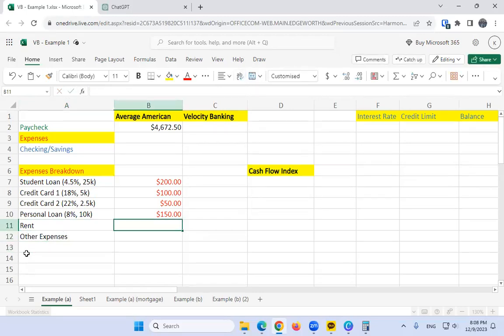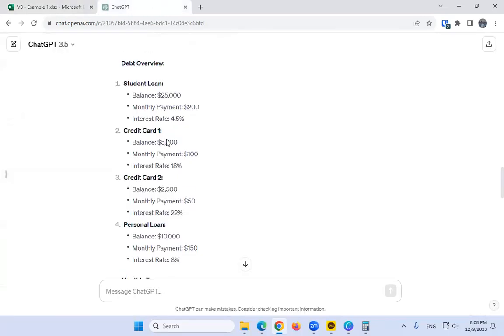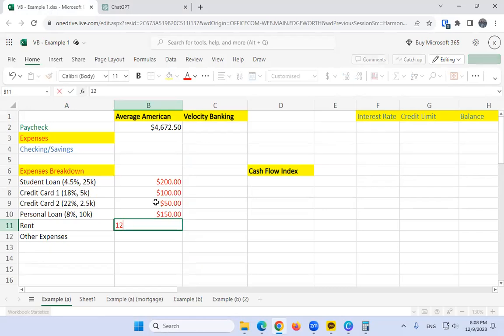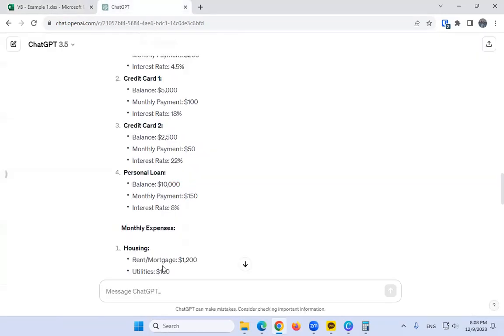I always like to dump rent in its own separate category because everybody knows what they pay for rent, but the other expenses can vary from month to month. So they'll be 1,200. And again, this is weird. Why would it say rent slash mortgage? You should say one or the other, but ChatGPT just spits stuff out.